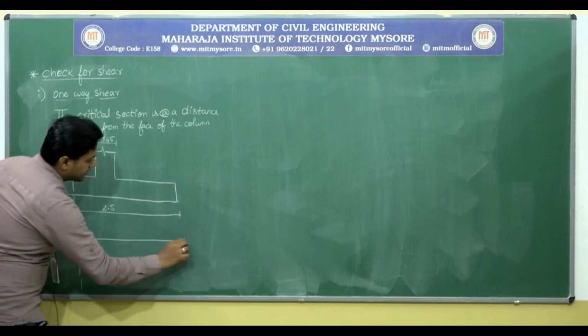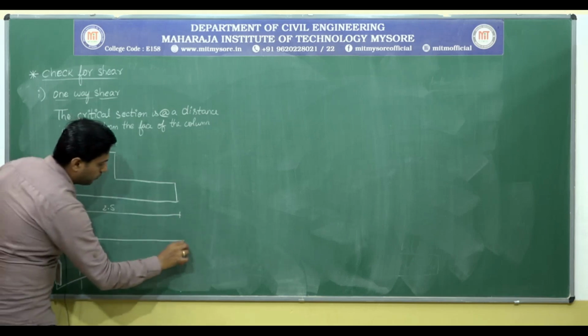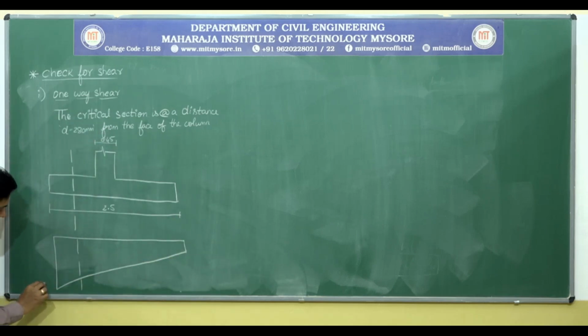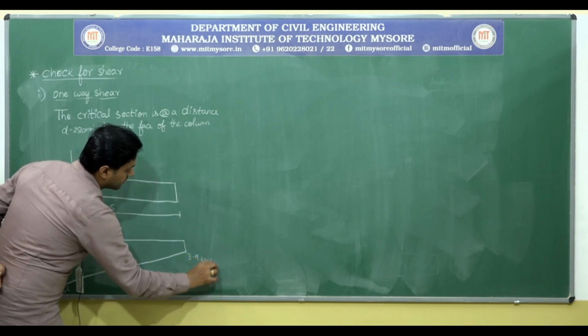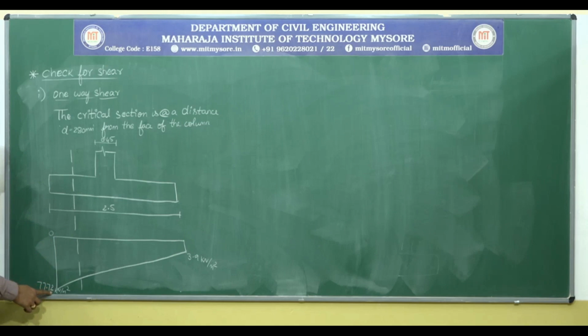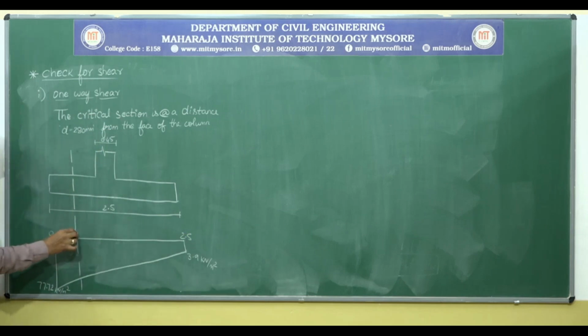I think you know this is the pressure distribution diagram, and we know even the values for this. This is 77.72 kilonewton per meter square. On this side it is 3.9 kilonewton per meter square. So at 0 the stress is like this, and at 2.5 the stress is 3.9. Then what will be the stress at this particular junction? That we need to calculate.